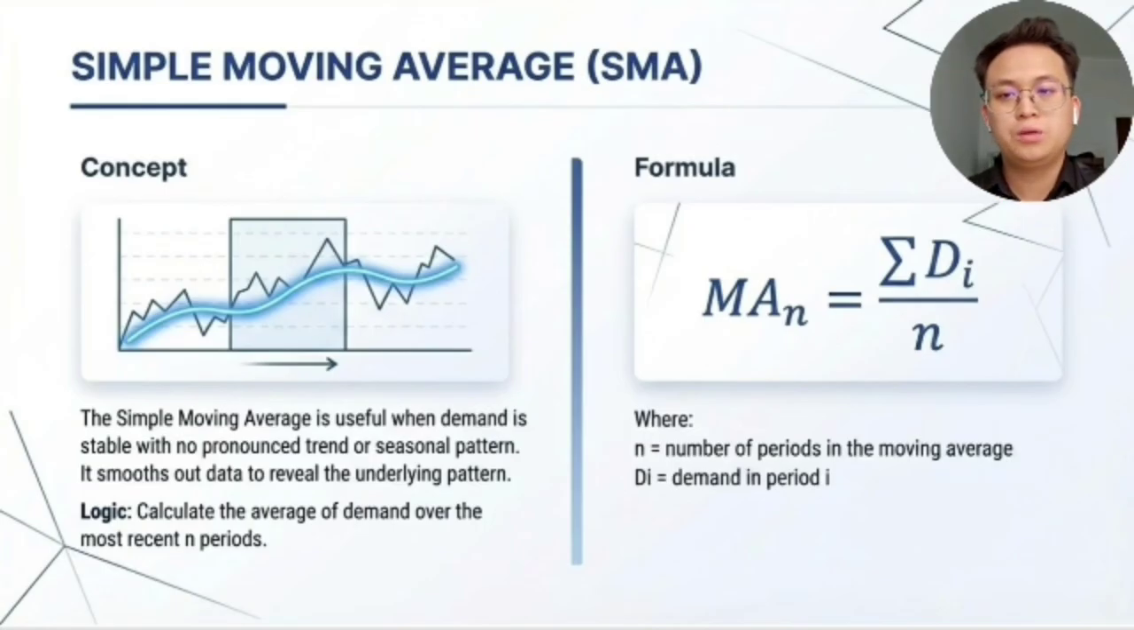Now we move to simple moving average, SMA. We zoom in on the first technique mentioned, the simple moving average. This is one of the most common tools in inventory and supply chain management. When to use it? SMA is best used when demand is stable. It is not suitable if there is a strong trend, rapid growth or decay, or a seasonal pattern like a holiday spike. The goal is to reveal the underlying pattern by smoothing out the jaggedness and volatility of daily data.